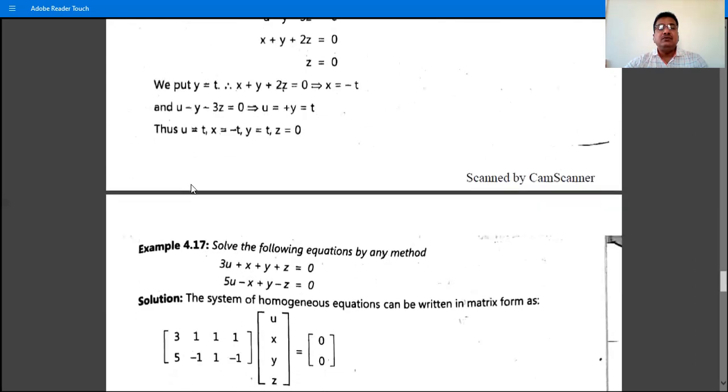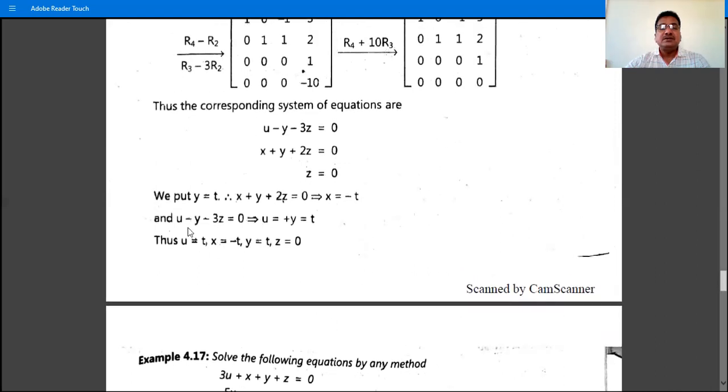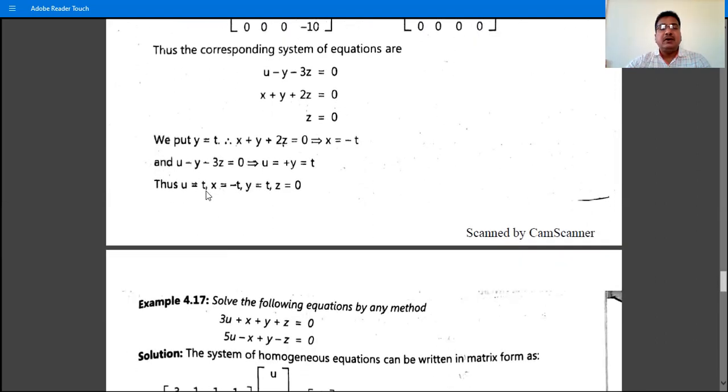So we have u is t, x is minus t, y is t, and z is equal to 0, where t belongs to R. t is any real number. So this is the solution of the system. How many solutions do we have? If we substitute t as 1, then we have u as 1, x as minus 1, y as 1, z as 0. That is, we have one particular solution.